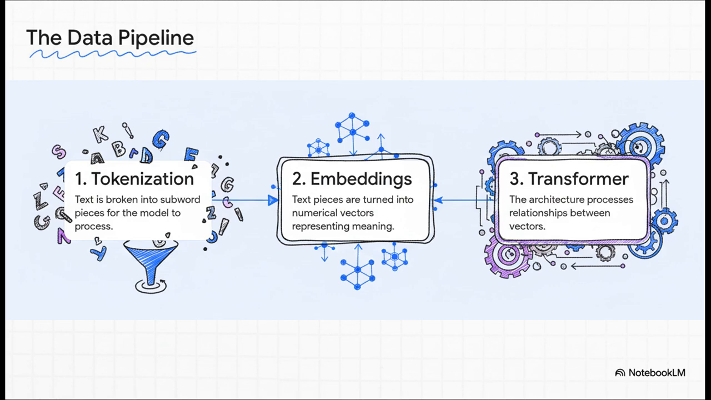So how does this brain actually read? It all happens through what we call the data pipeline. First, tokenization breaks down text into smaller, manageable pieces. Then, embeddings convert those pieces into numbers or vectors, where similar ideas are kind of grouped together mathematically. And finally, the transformer architecture processes all the complex relationships between those vectors. This is literally how we get from human language to machine understanding.